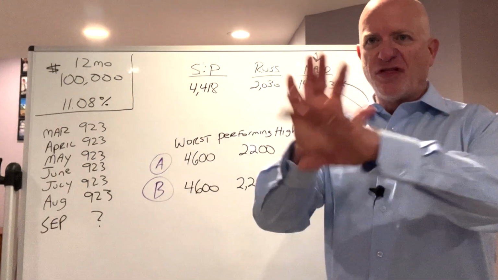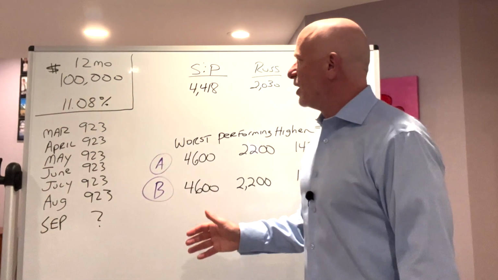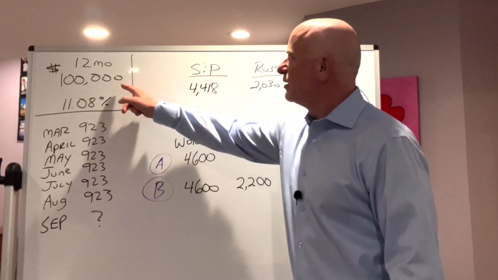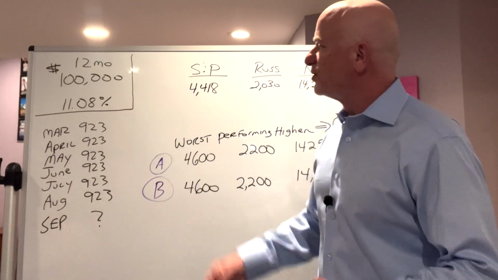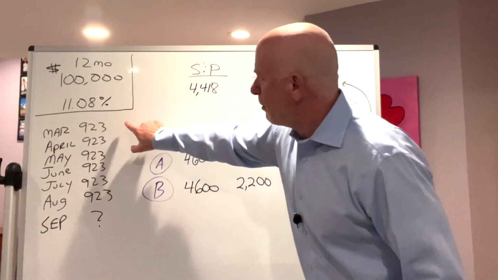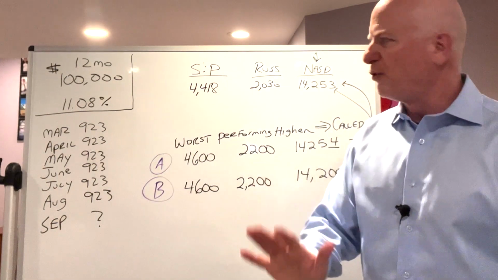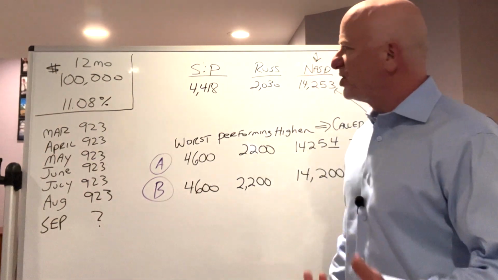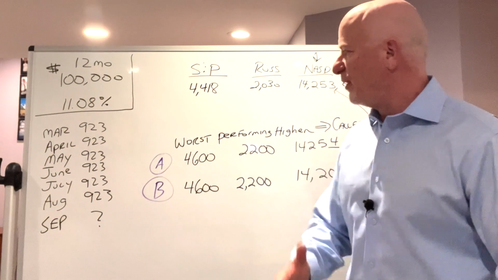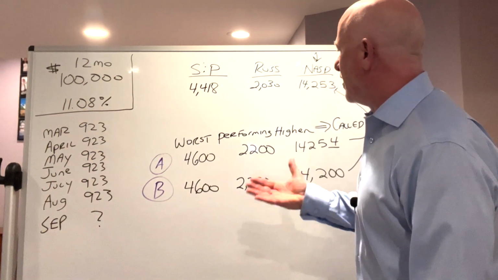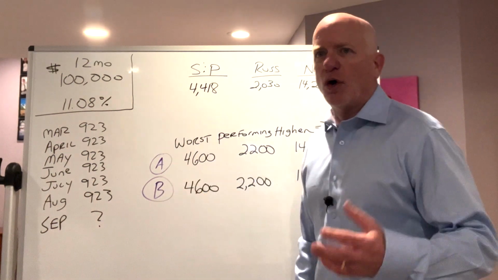For 6 months, nothing really happens. We collect interest, so 11.08% on $100,000 is $923 a month. So March, April, May, June, July, August, we're going to get $923 a month. Super simple. And then at the 6 month, there's going to be what they call an observation of where the indexes are. So this is going to be scenario A.